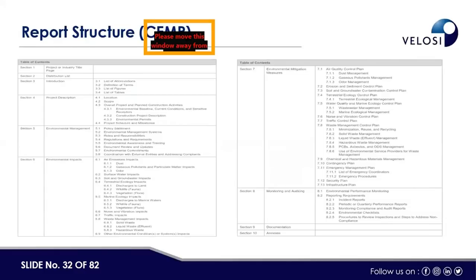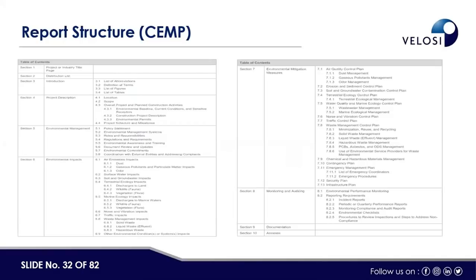Then regulations and the requirements. What are the rules and regulations that are applicable to that particular project. Then environmental awareness and training. This is the section where we identify the training needs, that is, what environmental awareness or training we require to implement the environmental management plan, and to improve the implementation as well.